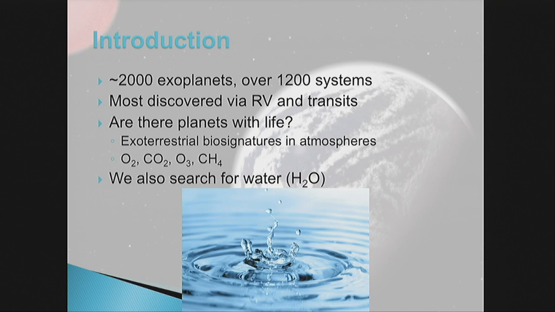First, a little introduction. We know of 2,000 exoplanets in over 1,200 systems. Most are discovered via 2 methods, radial velocity measurements and transits. The big question is, are there planets with life? So we can search for extraterrestrial biosignatures in the planetary atmospheres. Stuff like molecular oxygen, carbon dioxide, ozone, methane, and a very important one, which we know on Earth, is water.